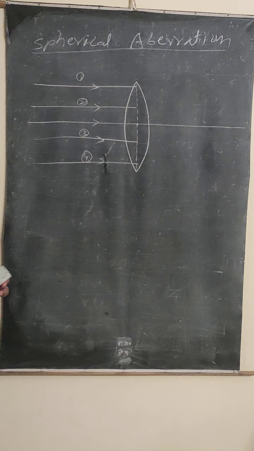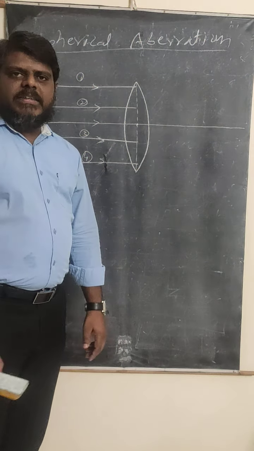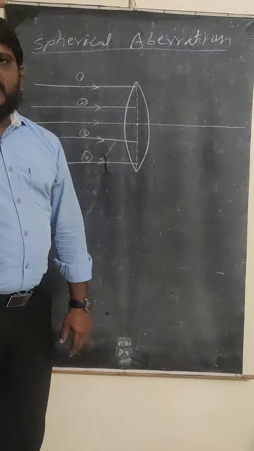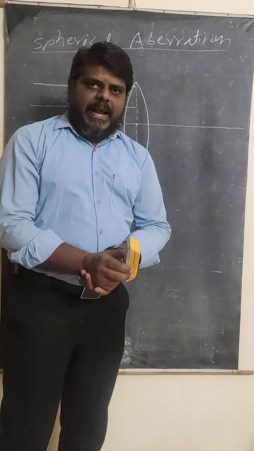Now, what are the paraxial rays and what are the marginal rays? Just as in the definition we explained, the rays which are very near to the principal axis are called paraxial rays.